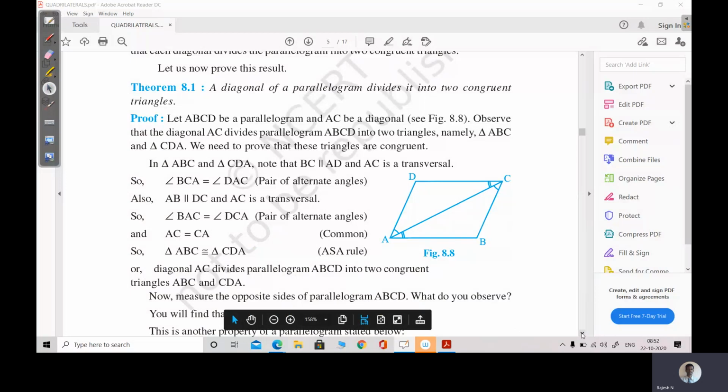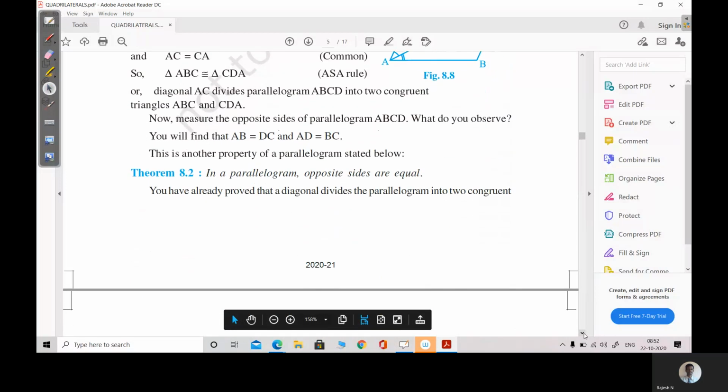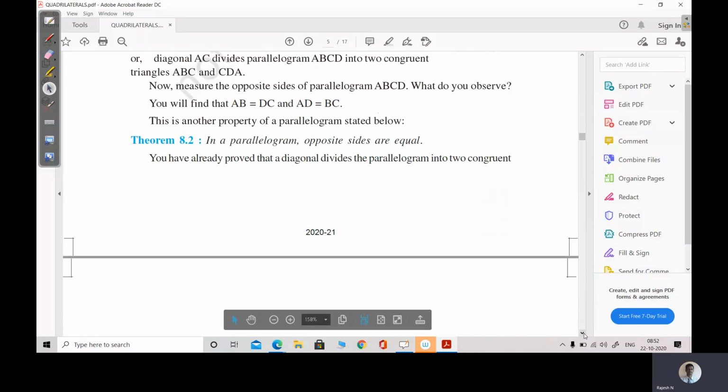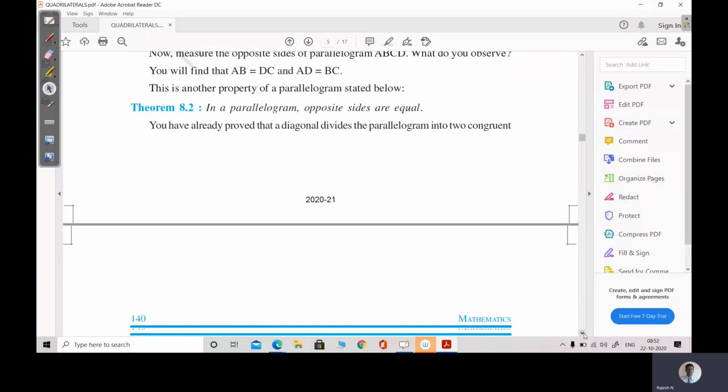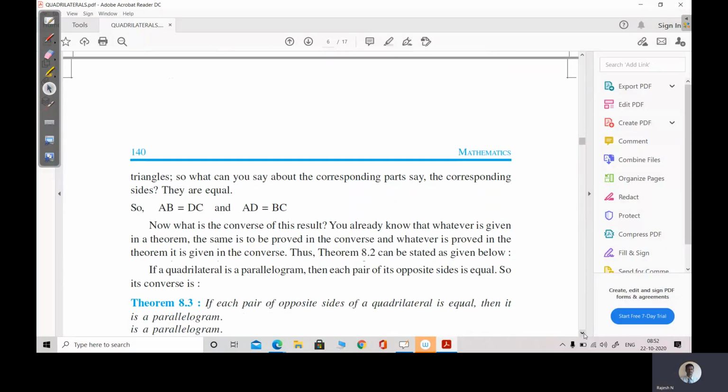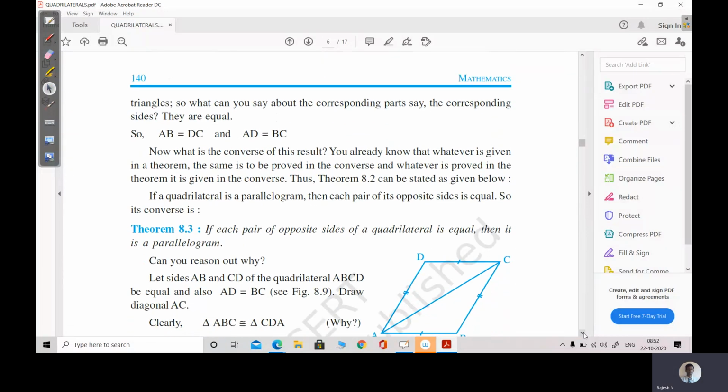Now, next one: in a parallelogram, opposite sides are equal. Next, if each pair of opposite sides of a quadrilateral is equal, then we can say that the quadrilateral is a parallelogram.